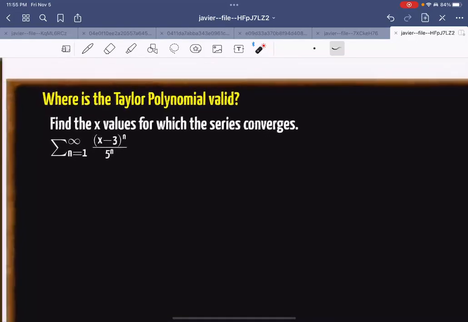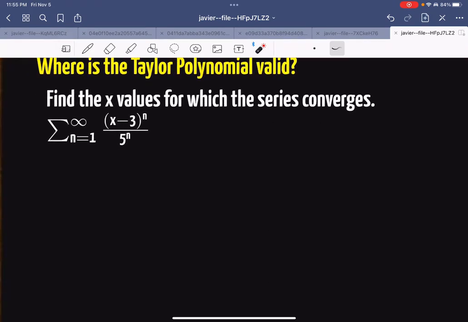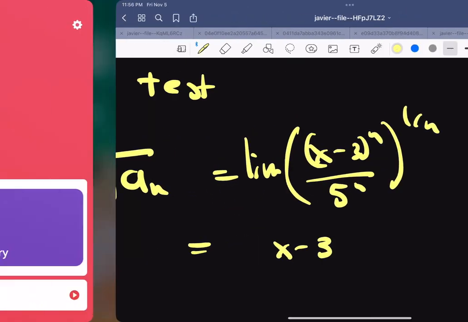Okay, we should try a different one. Find the x values for which the series converges. So we try again, a similar question. Let's try the root test again. So I take the nth root of the a_n term. That would be (x minus 3) to the n all over 5 to the n, and that would be the nth root here. And I'm going to take the limit on both sides as n runs towards infinity. This would give me x minus 3 all over 5.